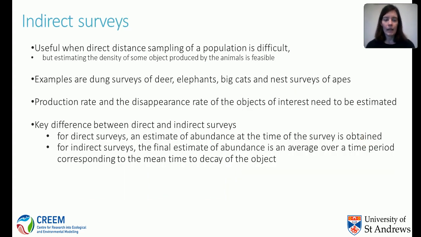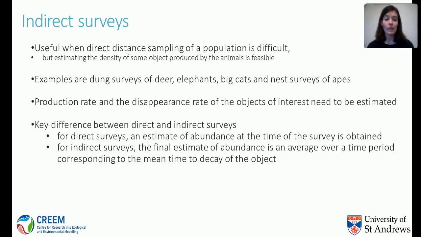So thinking a little bit more about what we mean by an indirect survey. This is useful when the direct distance sampling of a population is difficult, but you can estimate the density of some object produced by the animal. So it's a similar idea to thinking about the animal producing a cue, but now we're thinking about some physical object that the animal produces.